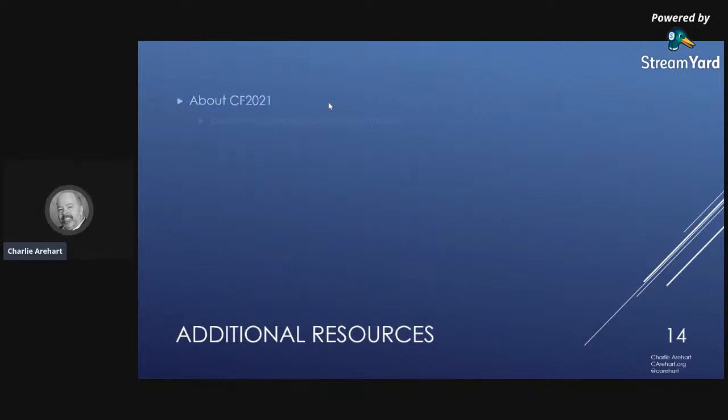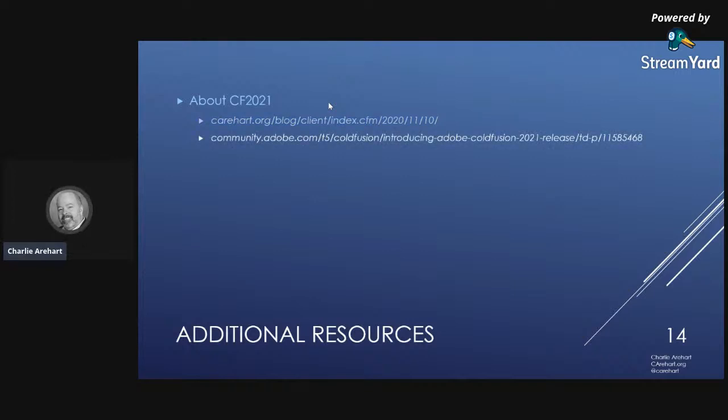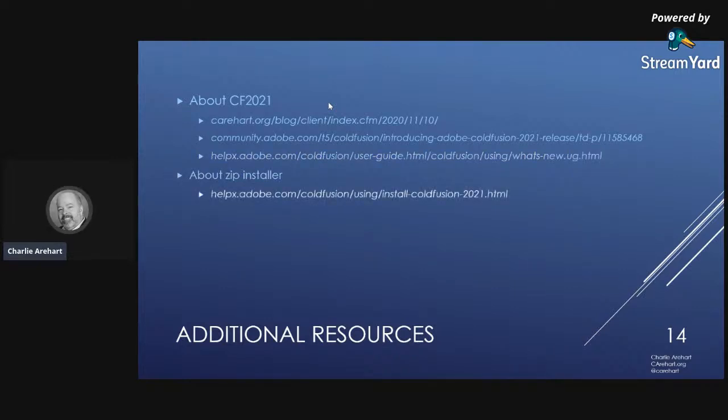Additional resources about CF 2021. I've done a blog post when it came out, pointing out all the things that were new. Adobe did, curiously, a forum thread where they posted it. It wasn't a blog post, but it also covered everything that was new. And then there's a guide in the documentation called What's New in CF 2021. And as far as the zip installer, there's multiple resources on that.